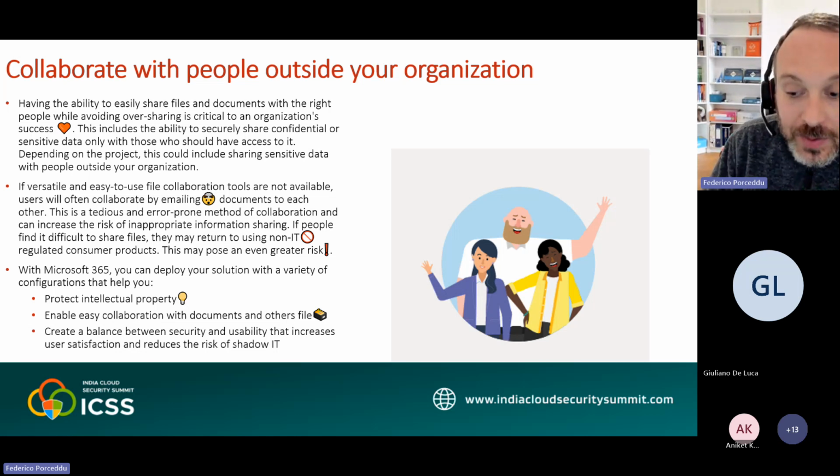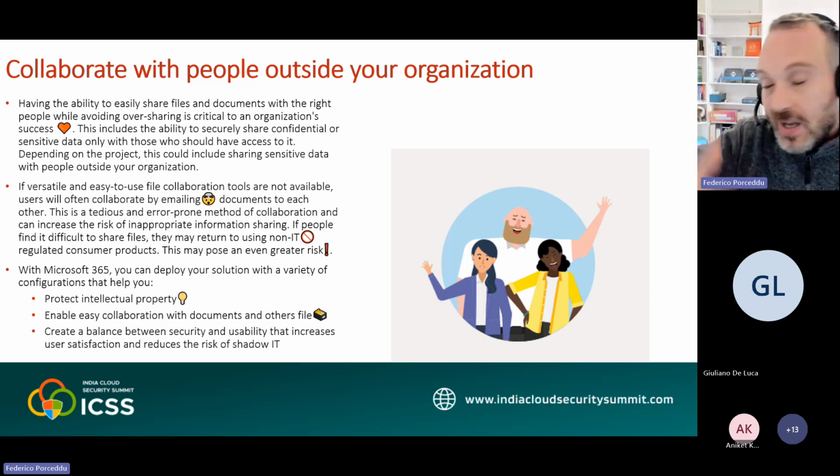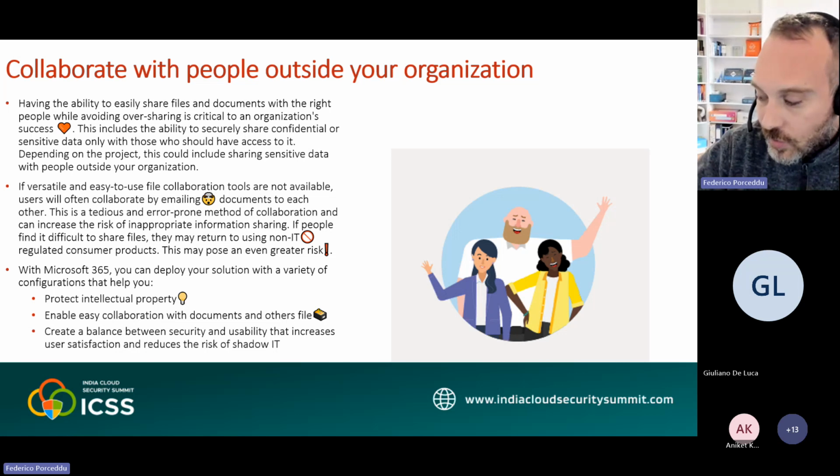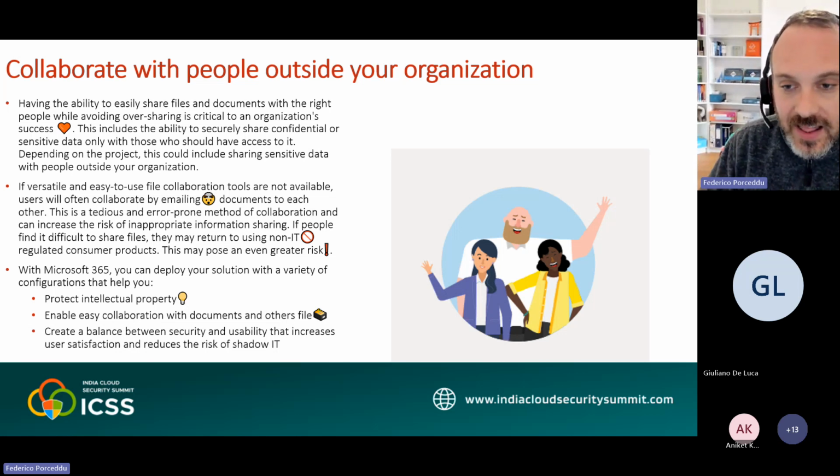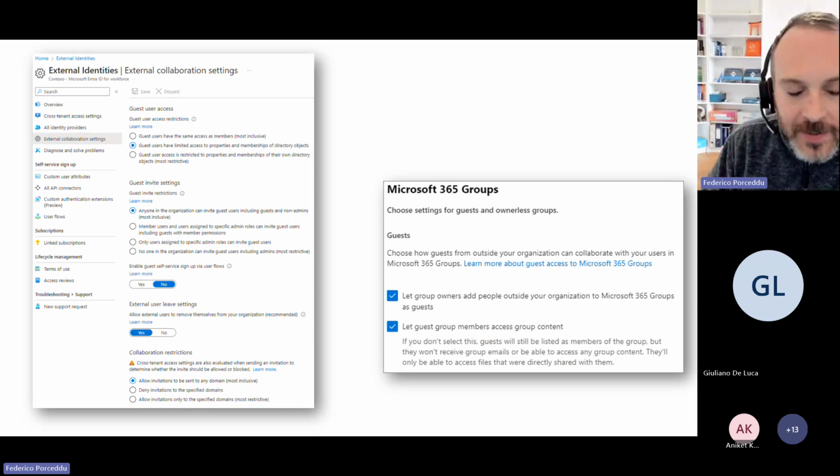Shadow IT is when people create other tools or use other approaches in order to satisfy something that IT can't satisfy. So in essence, Microsoft 365 provides a comprehensive solution to the challenges of modern collaboration. As we delve deeper into these capabilities in this session, we explore how this platform could be a game changer for your organization. And so let's embark on this journey together and unlock the full potential of secure collaboration with Microsoft 365. Let's start with the first configuration.